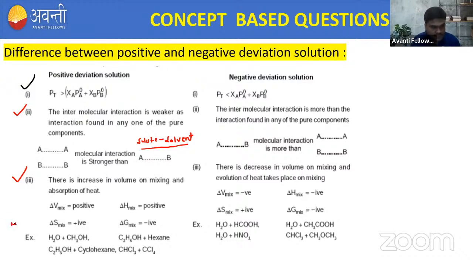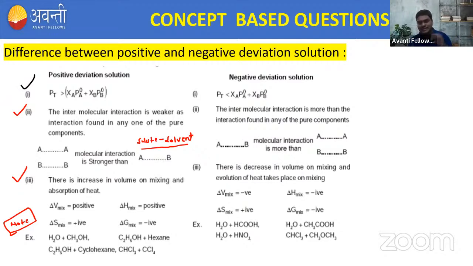This is very important because in many questions, they directly ask for examples of positive and negative deviation. So you must remember these examples. What are the examples of positive deviation? Water plus methanol, ethanol plus hexane, ethanol plus cyclohexane, and chloroform plus carbon tetrachloride. So these four are the examples of positive deviation.